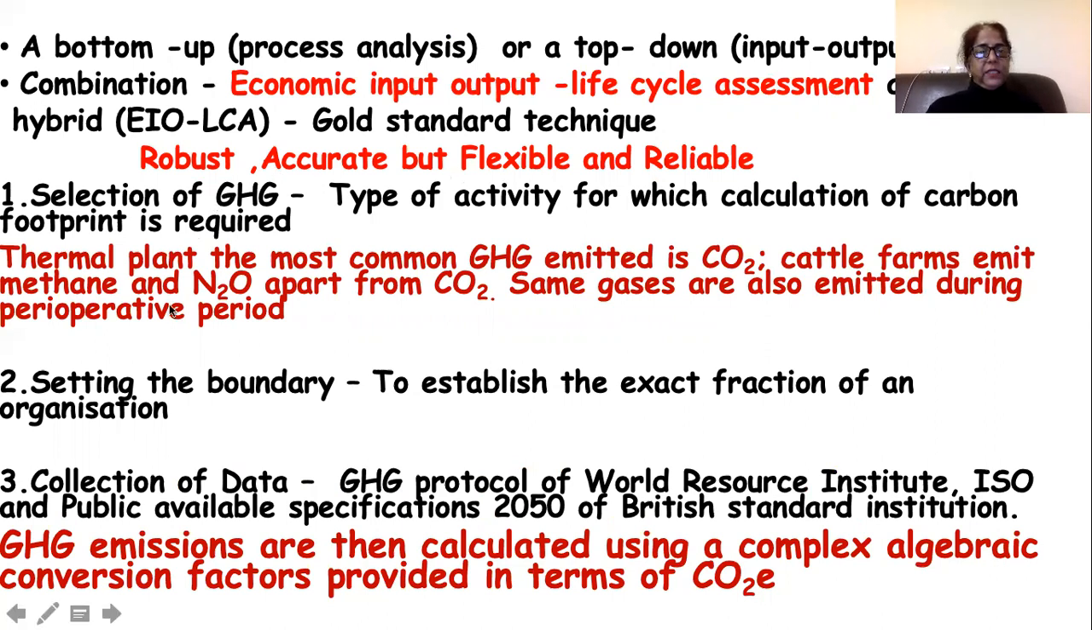Now, this analysis is carried out in 3 steps. Step 1 is selection of greenhouse gas, that is, the type of activity for which calculation of footprint is required. Then is setting the boundary, that is, to establish exact fraction of an organization. And then data is collected by these institutes. And then greenhouse gas emissions are calculated using complex algebraic conversions, which will provide the carbon dioxide equivalent.